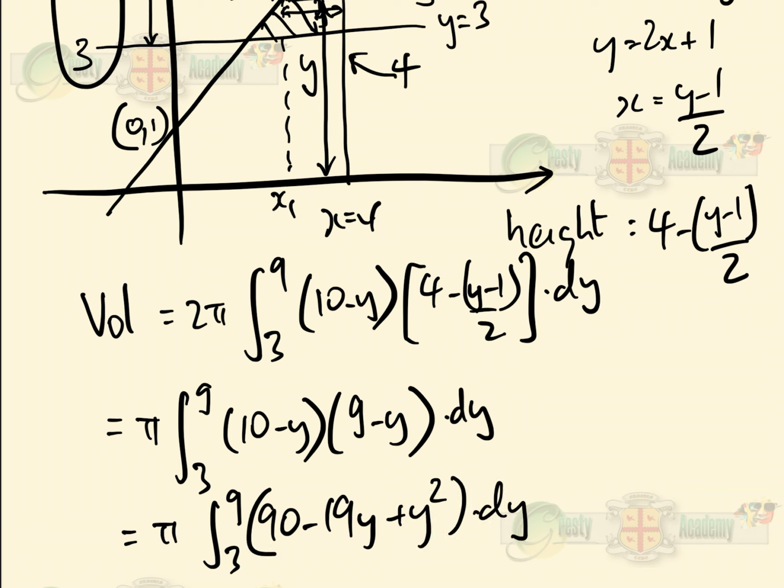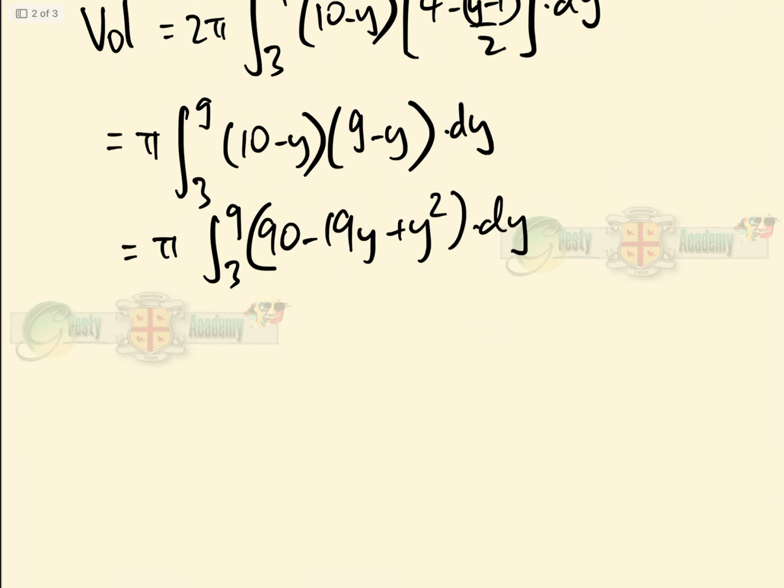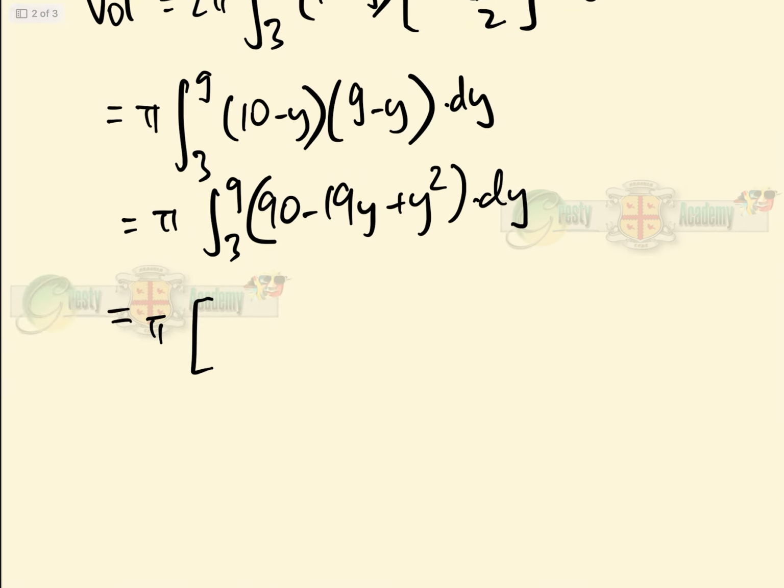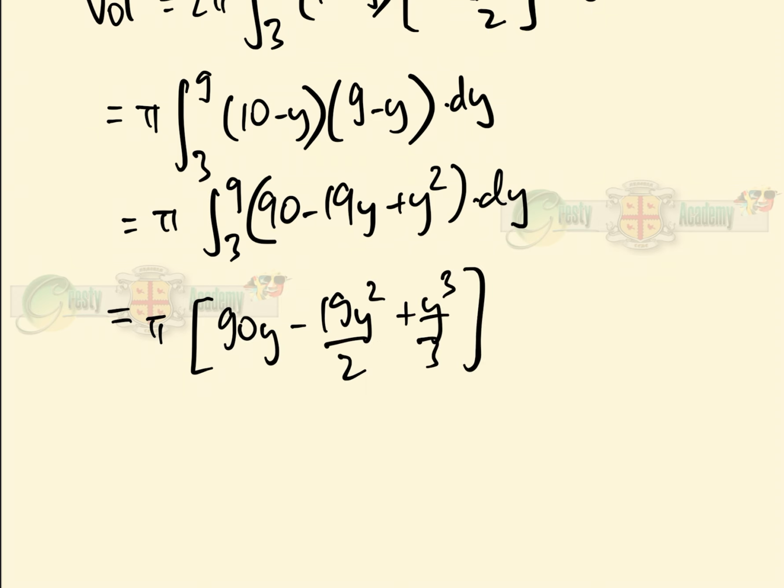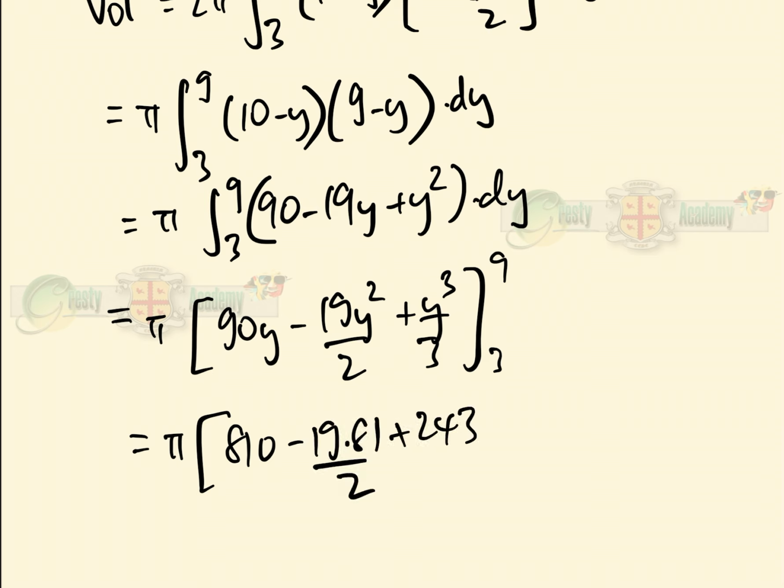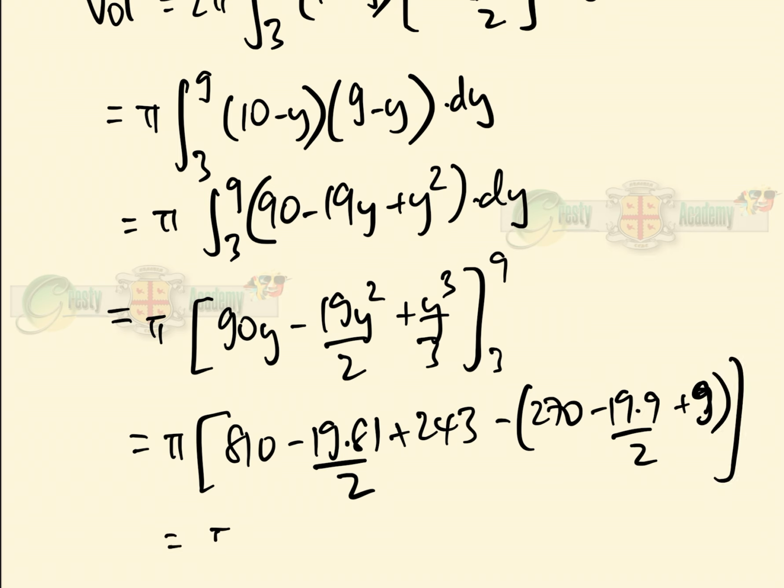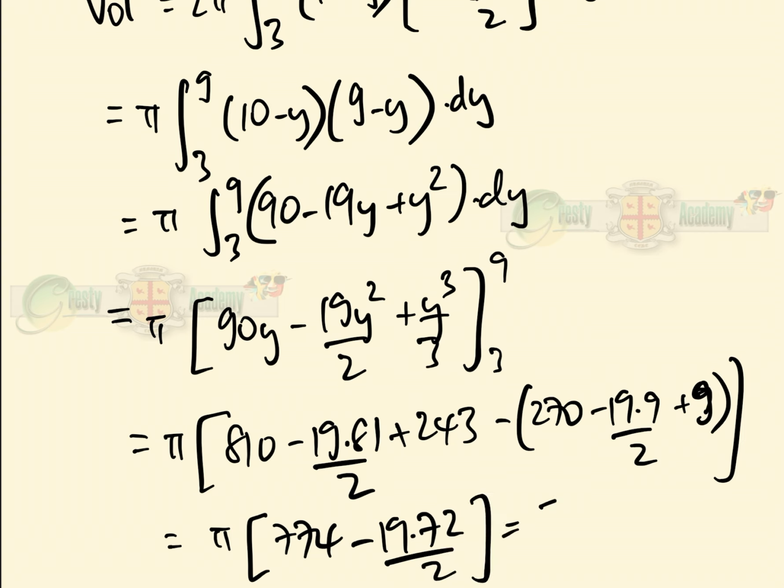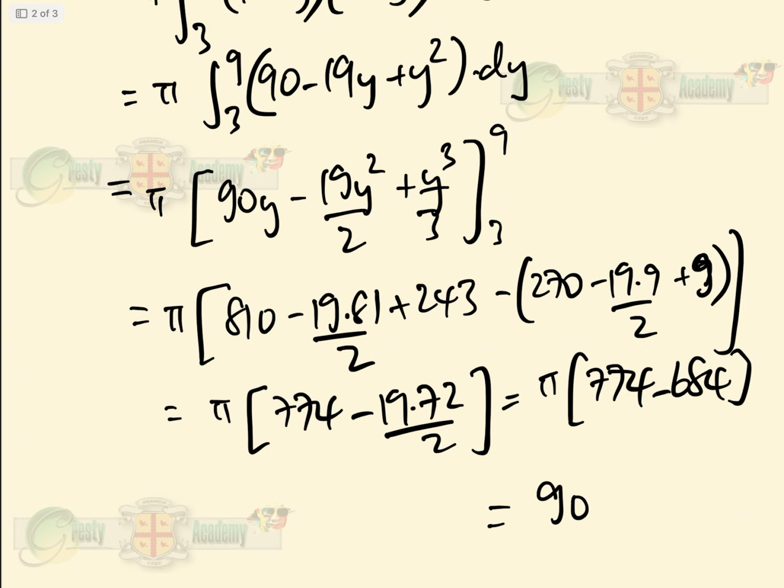Now it's just a simple matter of working out this definite integral, which is equal to pi times [90y minus 19y squared over 2 plus y cubed over 3] between 3 and 9, which is pi times, it's just a little bit tricky, this 19 times 81 over 2, 243 minus 270 minus 19 times 9 over 2, plus 9, which equals pi times 774 minus 19 times 72 over 2, which is pi times 774 minus 684, which finally gives us our answer, 90 pi.